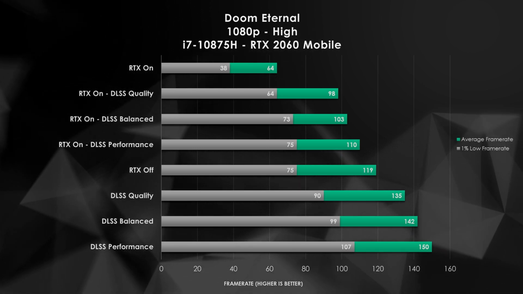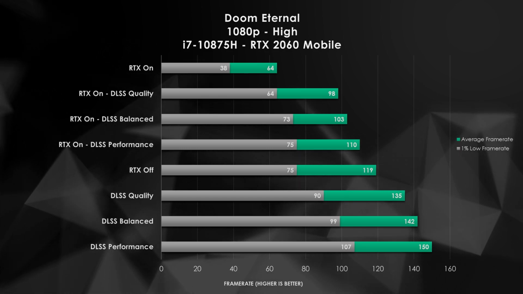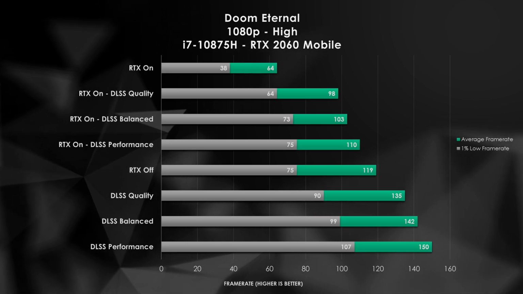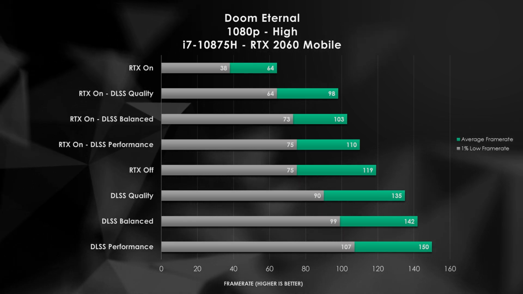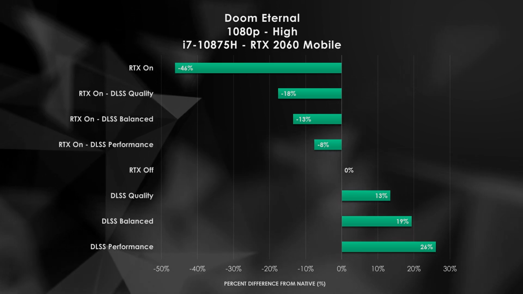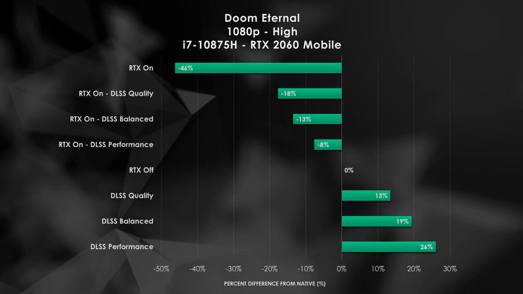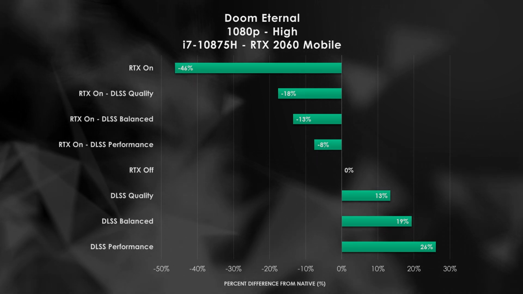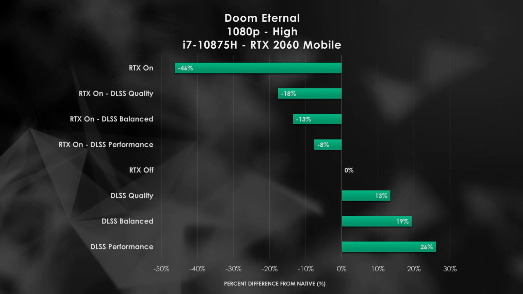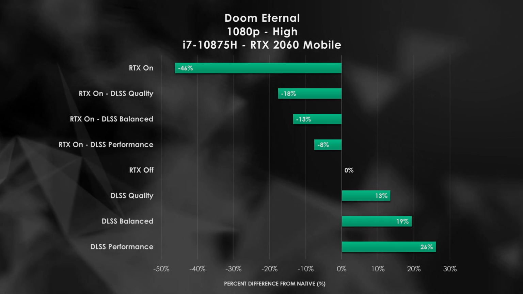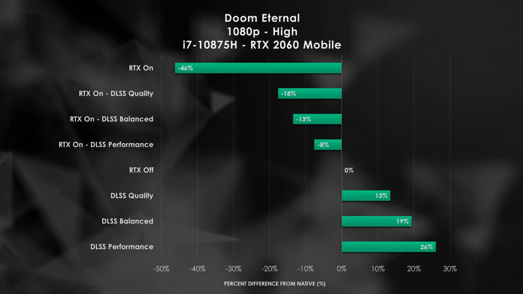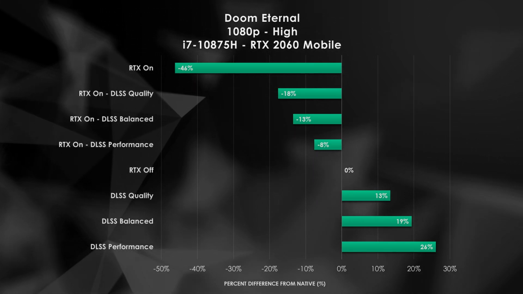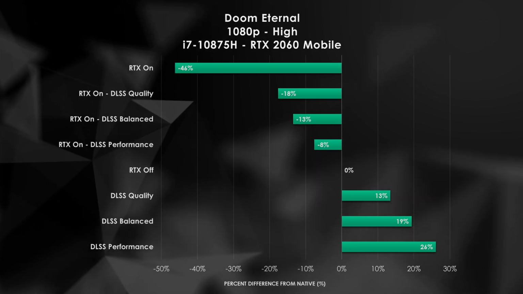Now, DLSS quality mode with no ray tracing turned on, we start to see some pretty positive signs that by just increasing our DLSS setting, we are able to get some pretty impressive frame rates. Now, as we go into our percentage difference from native, of course with RTX on, we are getting close to a 50% performance reduction, but like I said, as we turn on DLSS, things are looking good with our RTX 2060 mobile. And what's more impressive here is at 1080p, we see a 13, 19, and 26 percentage point improvement without ray tracing turned on.